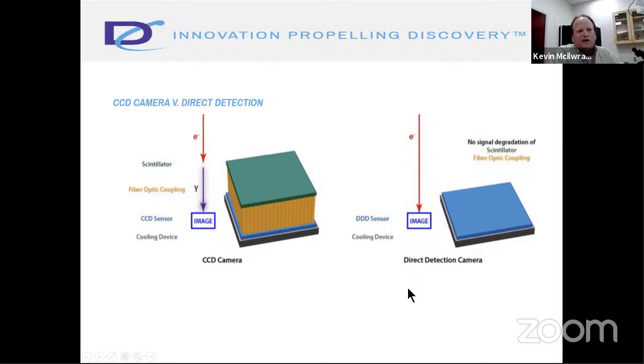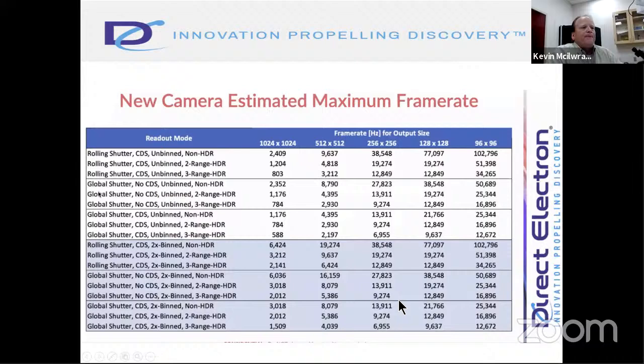You might hear. But these things can run at extremely crazy speeds, right? So if we bin it way down, we can get up to 100,000 frames a second, which is a small image, but depends what we're doing. That might be advantageous for a number of experiments.